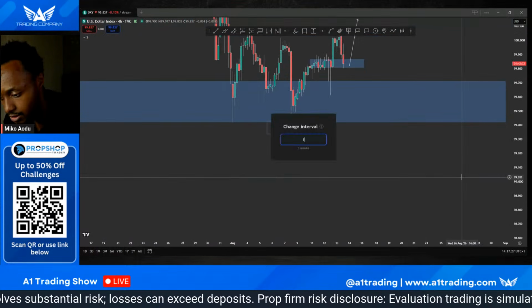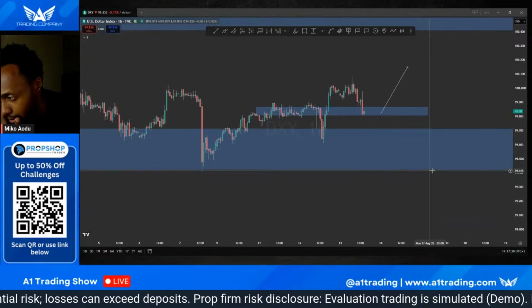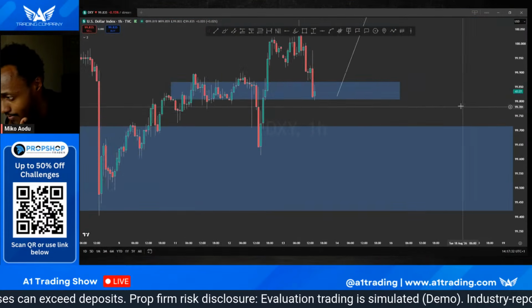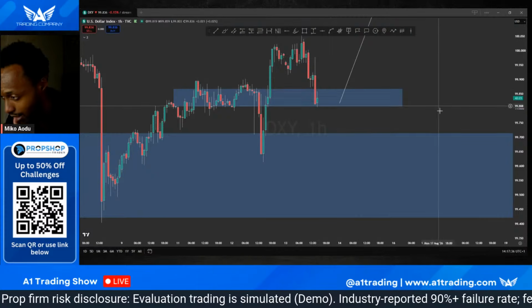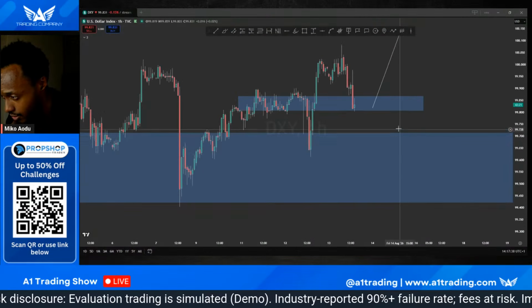Let me take a look on the hourly chart, see how we're doing. So yeah, we just had that weakness come in. Now this candle here looks really scary, looks really aggressive, but hasn't done much in terms of shifting my bias.